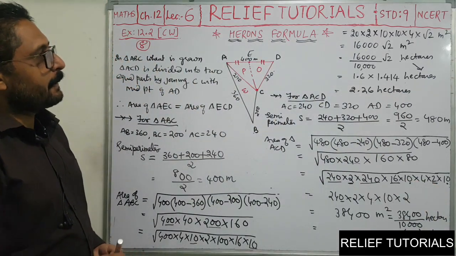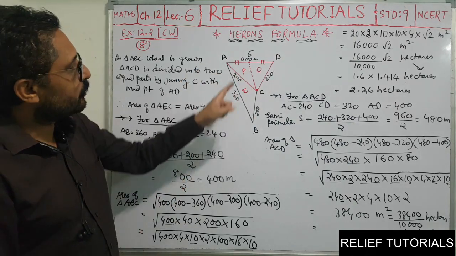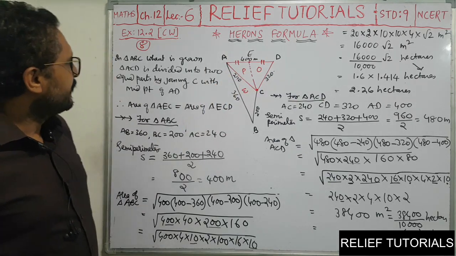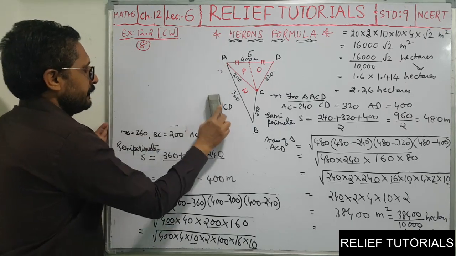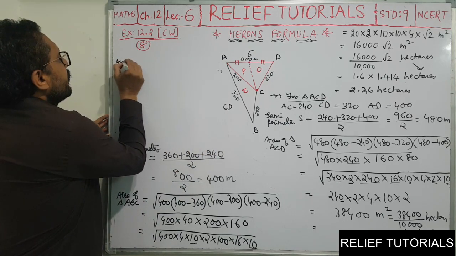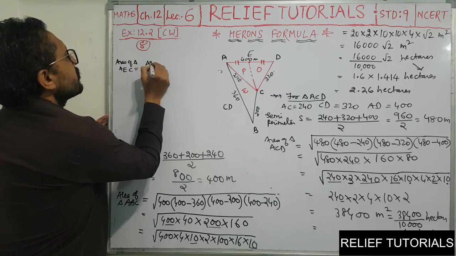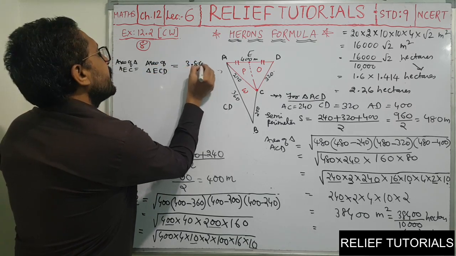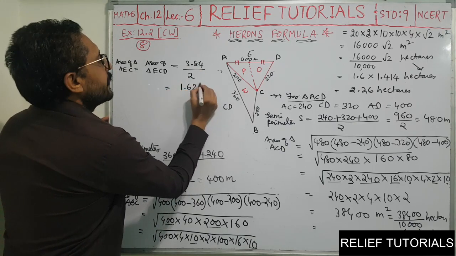Clear? So we got the area of triangle ACD. Now we'll divide by 2, so you will get area of triangle ACE and you will get area of triangle ECD. Okay, so I'm going to rub this. See now, area of triangle AEC is equals to area of triangle ECD, that is equals to 3.84 divided by 2. So here 1.92 hectares.